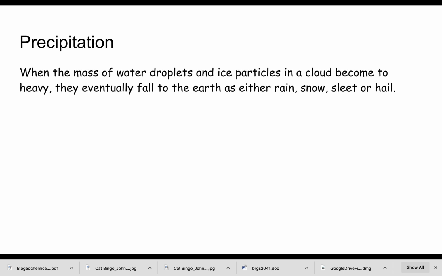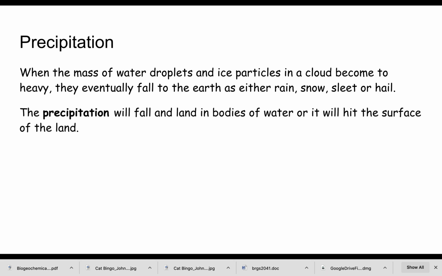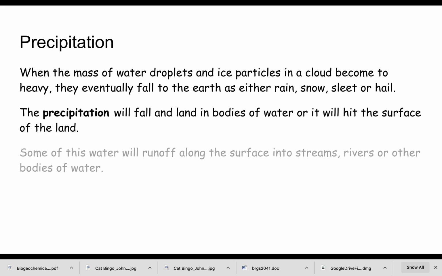As more and more water vapor accumulates in the cloud, it gets too heavy. There's too much liquid water and ice up there to remain in the atmosphere, so it falls down to the earth as either rain, snow, sleet, or hail. Collectively, we call this precipitation.